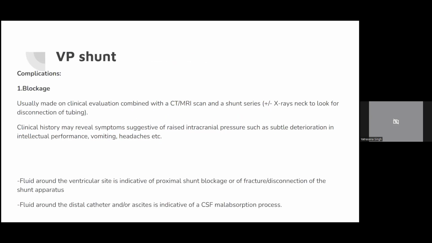Some complications of VP shunts include blockages, which is usually made on clinical evaluation combined with imaging. Clinical history may reveal symptoms suggestive of a raised intracranial pressure, and fluid around the ventricular site on imaging is indicative of proximal shunt blockage and or disconnection of the shunt apparatus. Fluid around the distal catheter and or ascites is indicative of a malabsorption process.